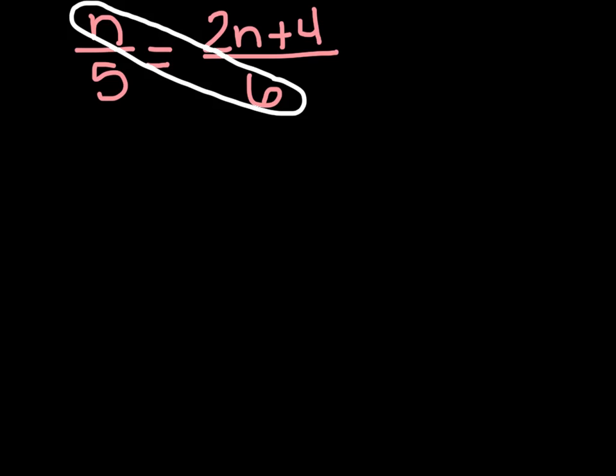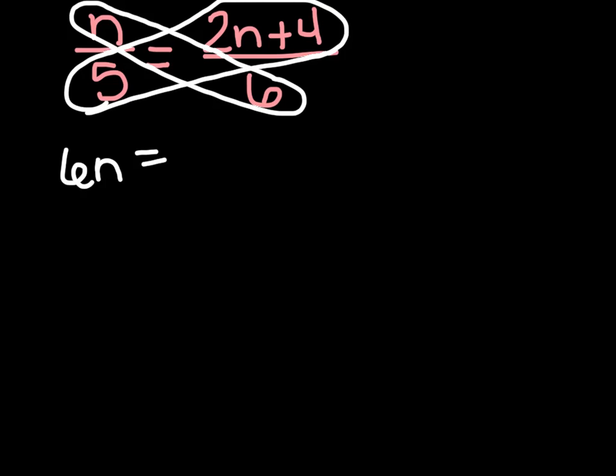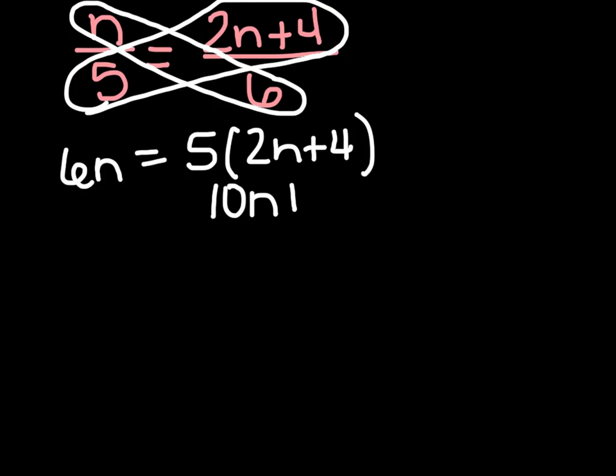The easiest way, or the best way, to write n times 6 would be 6n. And then I am multiplying two quantities here. It's 5 times 2n plus 4. And I would need to use the distributive property. So 5 times 2n is 10n. 5 times a positive 4 is a positive 20. And I still have 6n.